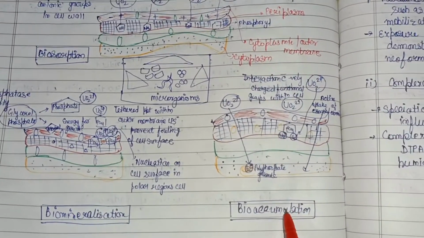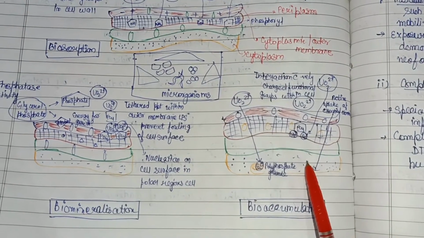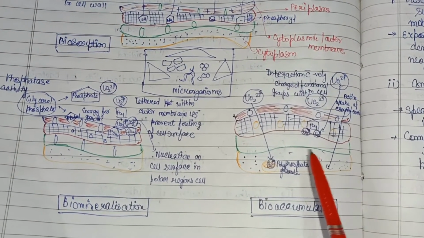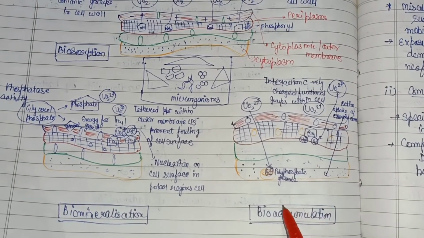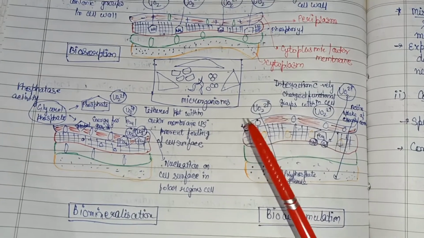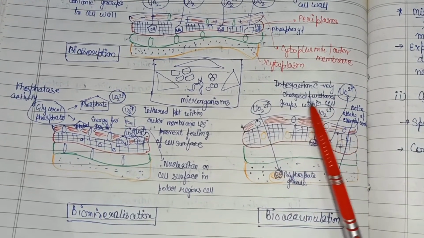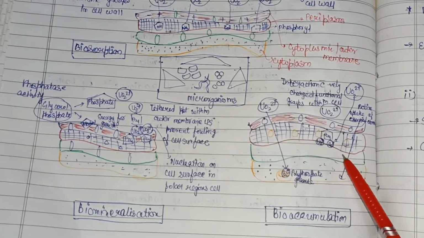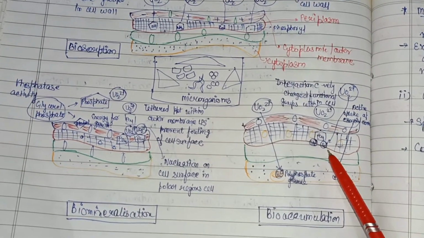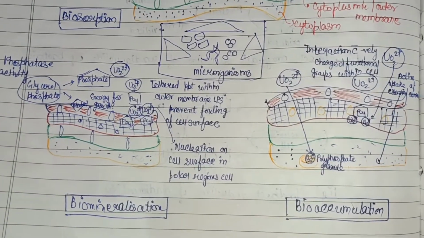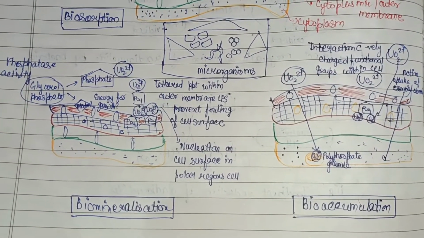Then bioaccumulation. This process involves the generation of electrostatic forces. So here a polyphosphate granule will be formed, that is by the interaction of the radionuclide with negatively charged functional groups within the cell, they will get attached here. And the active uptake of essential elements will also be there.